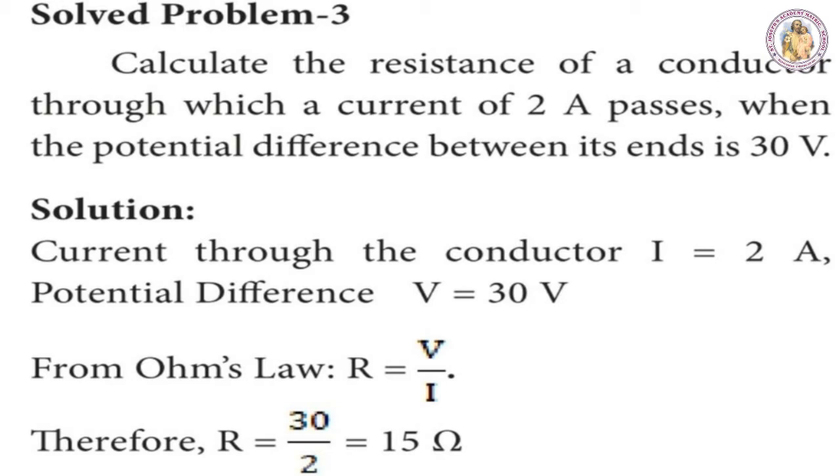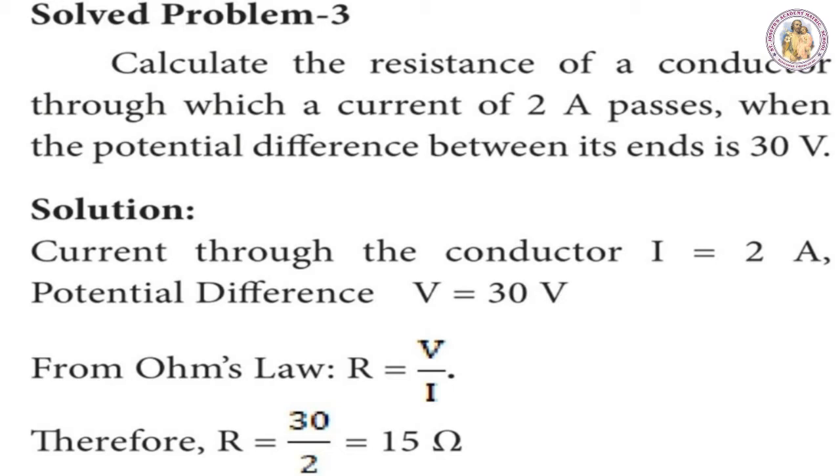Now we'll see problem 3. Calculate the resistance of a conductor through which a current of 2 ampere passes when the potential difference between its ends is 30 volt. What do you want to calculate? The resistance of a conductor through which a current of 2 ampere passes. Its potential difference between the ends is what? 30 volt.